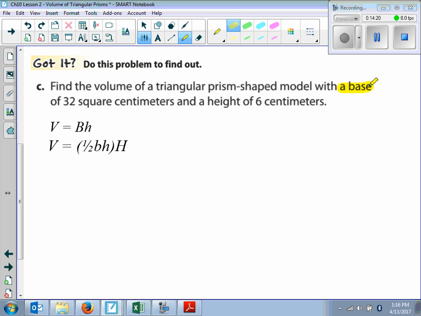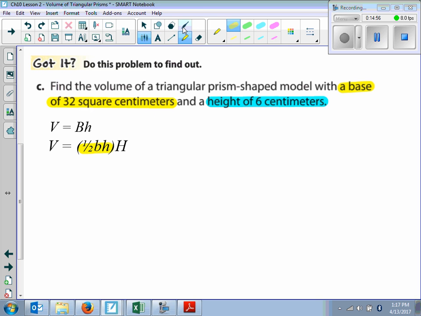They gave us a base of 32 square centimeters. Everybody see that? And they're giving us the height of 6 centimeters. What is this 32 square centimeters? That's the area of the base. Isn't that whole thing right there? That's the big B. That's the area of the base. So I don't even have to do 1/2 base times height since they already gave me that number.